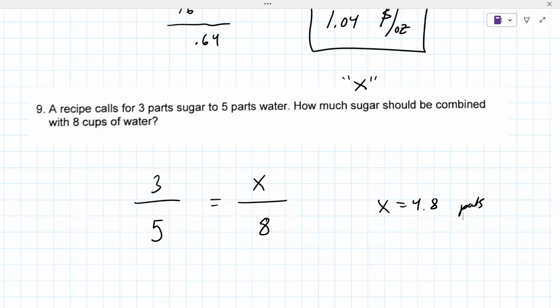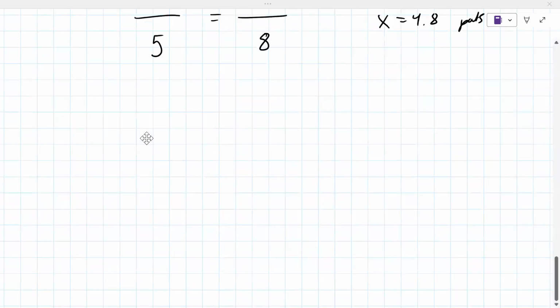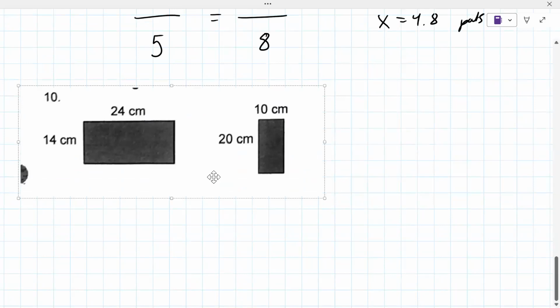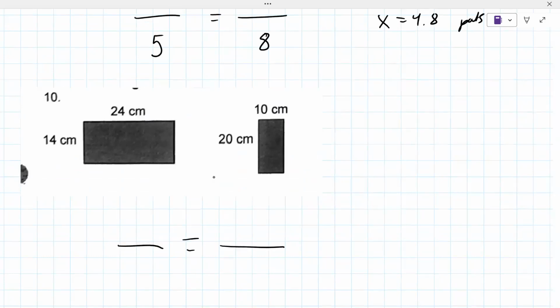All right, excellent. So for number 10 and 11, there's a couple of ways to do it, I guess. You could set up a proportion. You could also just look for a multiplier. How are you guys doing this in class? Proportions. Okay. So tell me the proportion you would set up.